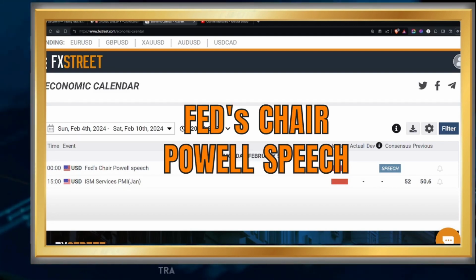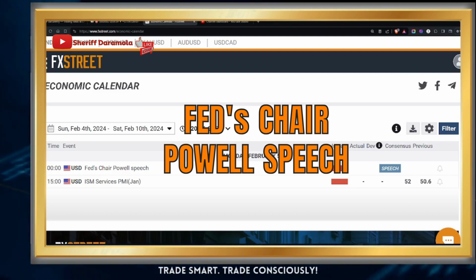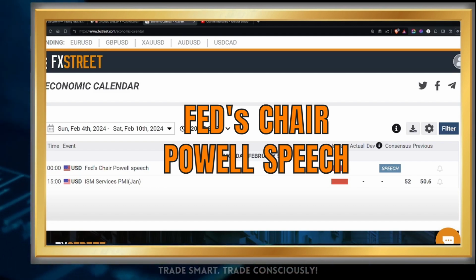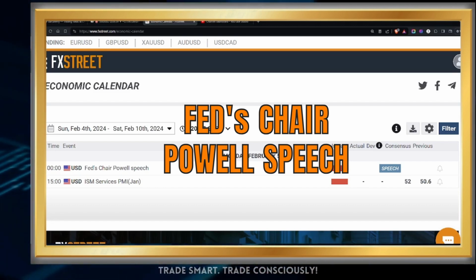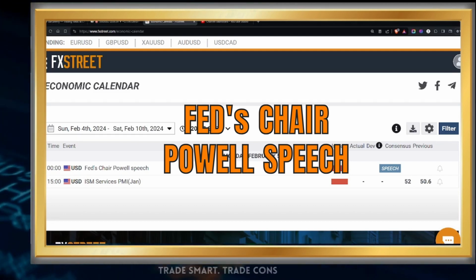His remarks provide insight into the bank's monetary policy stance, economic outlook, and potential future policy actions. Now, the anticipation of this speech has significant impact on market sentiment, as traders and investors will closely analyze the rhetoric for clues about future policy direction.